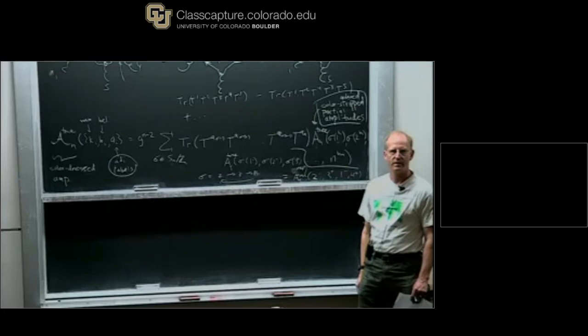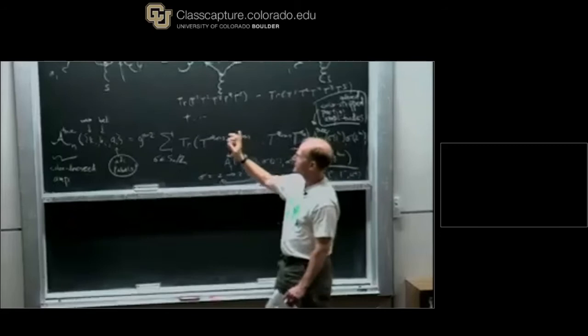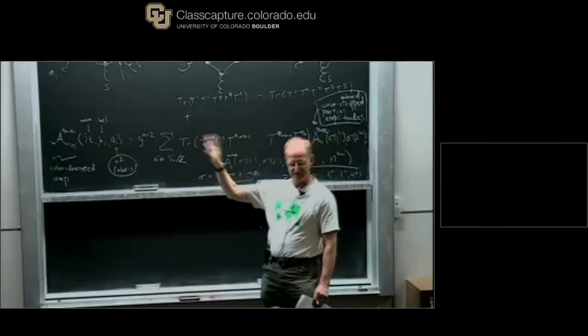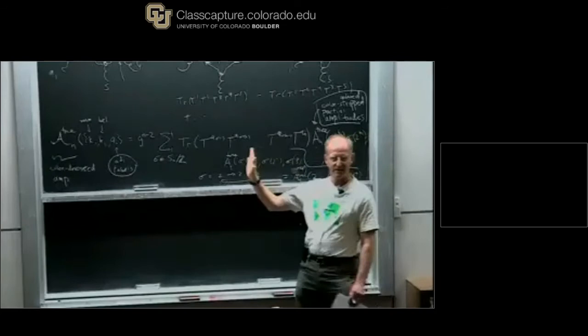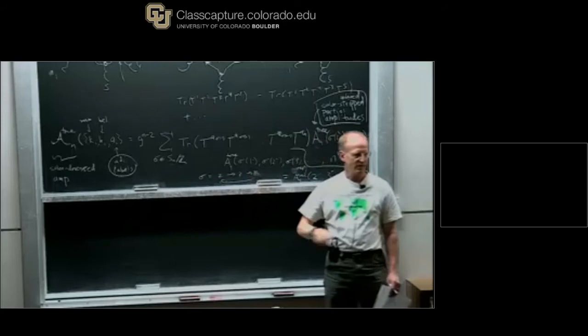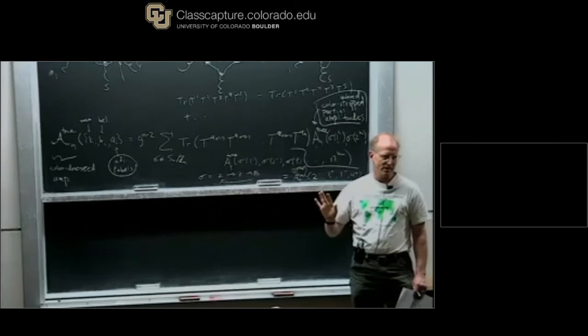Right. I just showed you one diagram, and then I said, generalizing from this, you can see that all tree diagrams get single traces. But I didn't tell you what order those traces were going to come out in. In the full amplitude, they're going to come out in all different orders, modulo cyclic permutations. Actually, one thing you might be thinking is, why did we sum over a trace and the reverse trace?